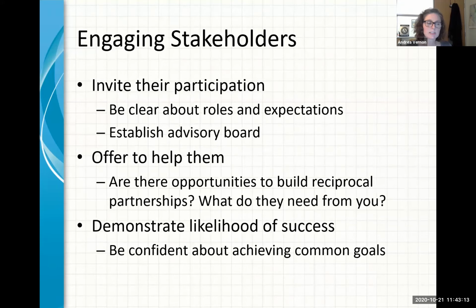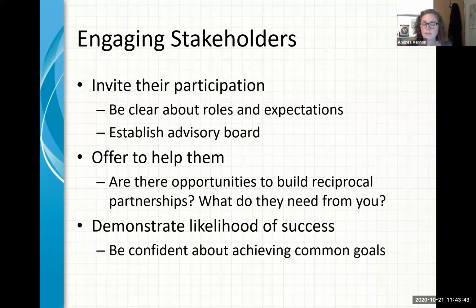Another thing that's important is to offer to help them. You don't always want to be asking, but also bringing something to the table, something to bear that will impact their organization. Do they have a need or an opportunity that you could engage with them to help them pursue their mission and make deeper impact? So what are those opportunities for reciprocal partnership development where each of you gets something out of the partnership? Those are really important aspects to think about early on as well.